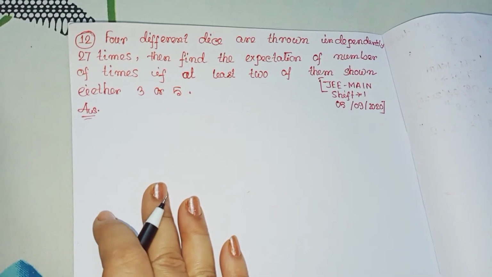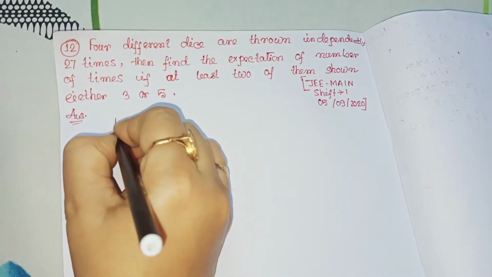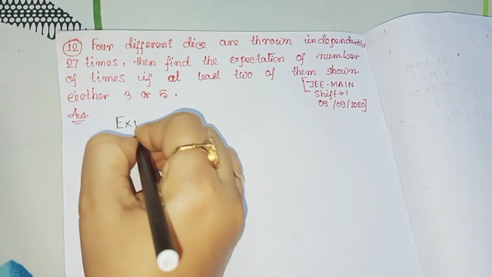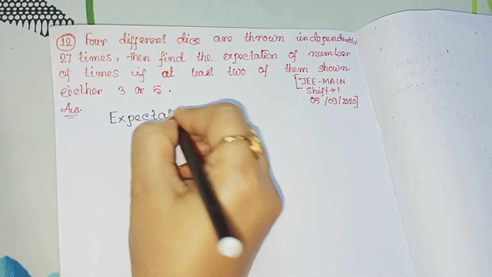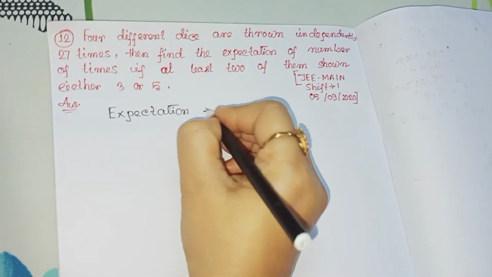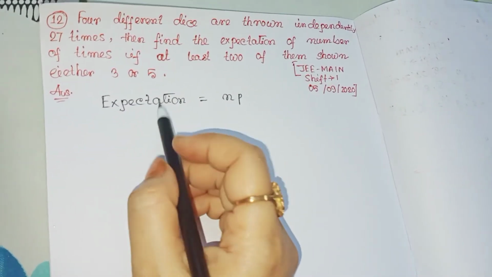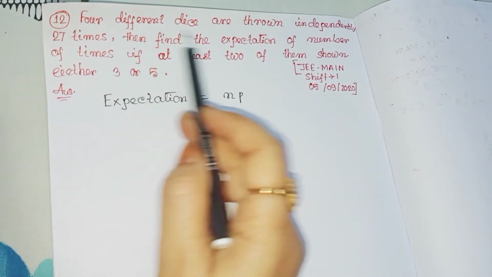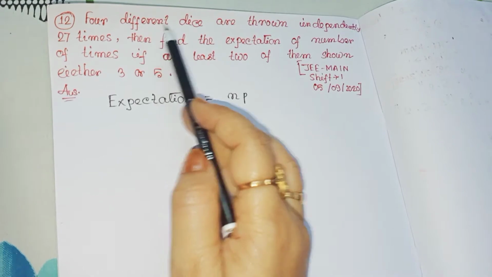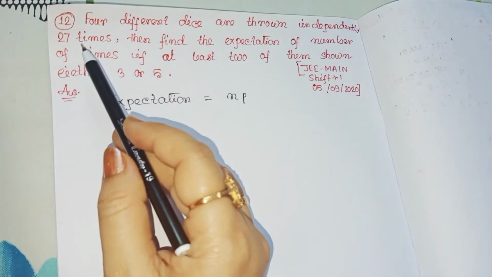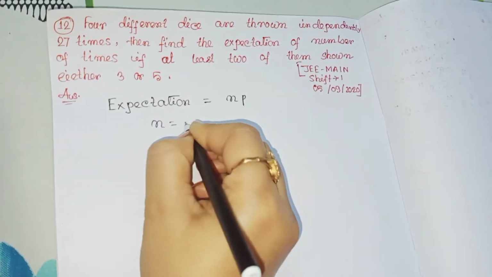From the chapter we know the expectation formula is equal to n into p, where n is the number of times thrown independently. Four different dice are thrown independently 27 times, so the number of times n is equal to 27 here.